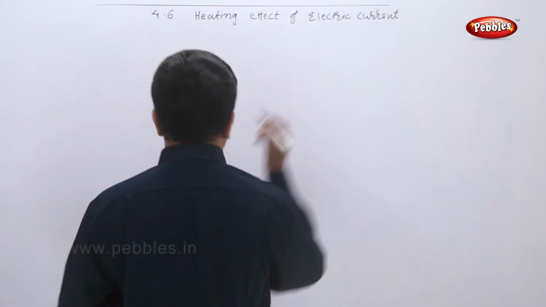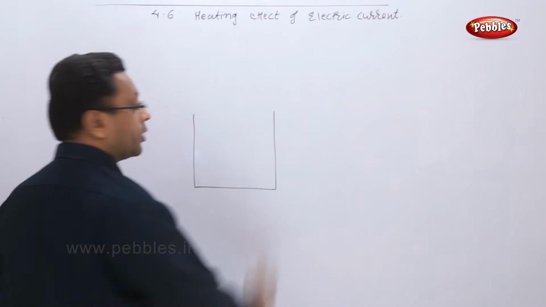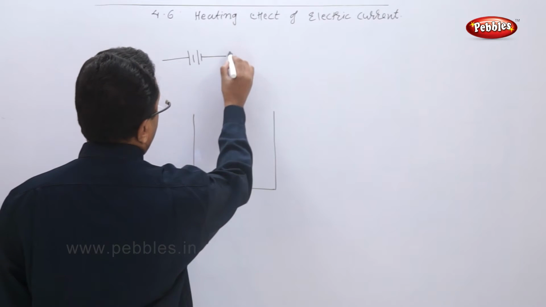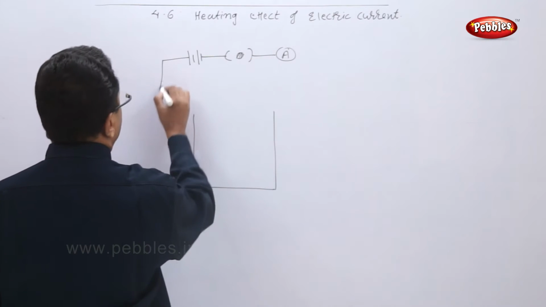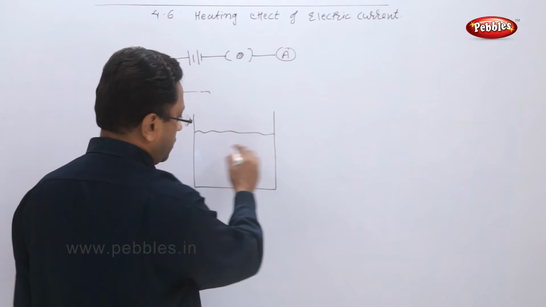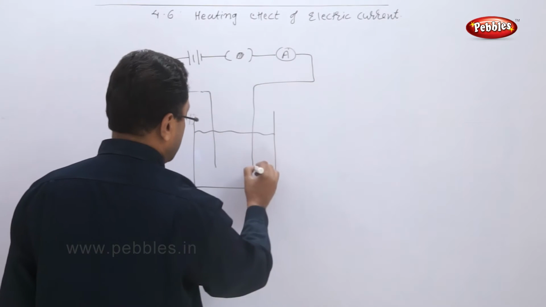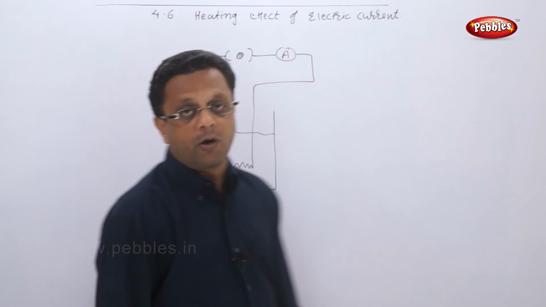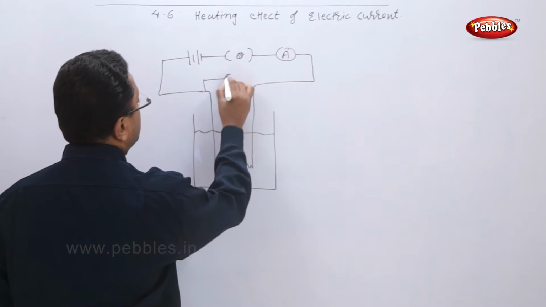Now suppose I have a beaker. Now we will form a circuit where we have a battery, then we have a key, then we have an ammeter. Up to this level, the water is there. So these two ends are immersed here, and here you have the metallic coil. You can easily measure the voltage across it.